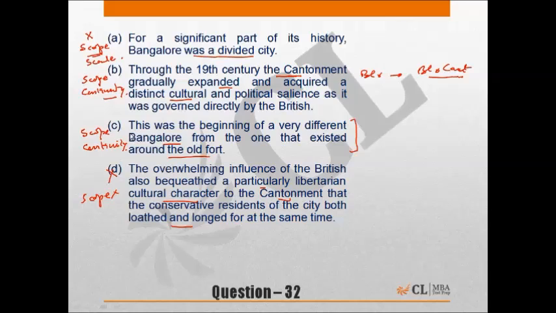These are close choices, but between the two, as I said, my only discomfort with choice B is it is becoming more cantonment oriented rather than Bangalore as a whole. So which is why between the two I will go for choice C. Difficult question, but I think if we just stick to the basics of scope, scale, continuity and tone, we can get the answer. Okay? Correct answer is choice C.